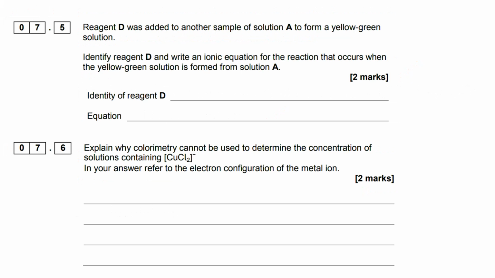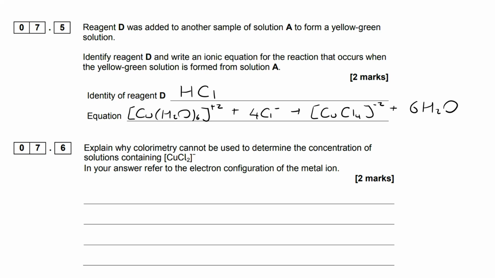Moving on to 7.5, we've got reagent D added to another sample of solution A, this time a yellow-green solution. We want to know what that reagent D is, and we need an ionic equation, and it's important that we read through the question carefully to make sure that we're giving the ionic equation and nothing else. So the reagent here is HCl, and the reaction that we get is, as we can see here, we've got the chloride ions replacing the water ligand. So we end up with our new chloro complex.